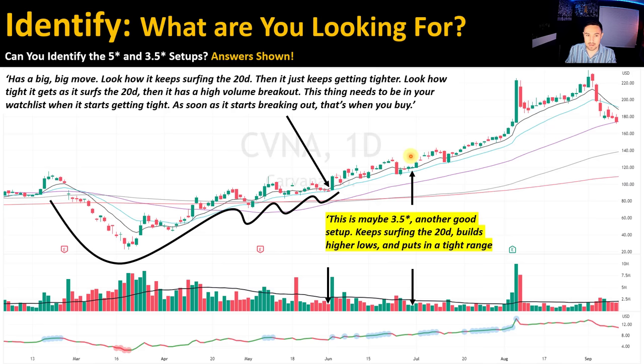Well done. This is maybe 3.5 star. Another good setup. Keep surfing the 20-day, build high lows, and put in a tight range. Maybe because you kind of have this bearish day in here, it's not as clean a setup. Whereas here, it's just high lows, high lows, high lows.